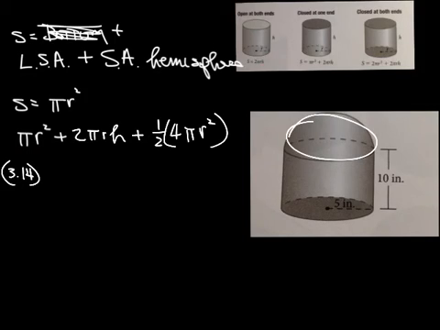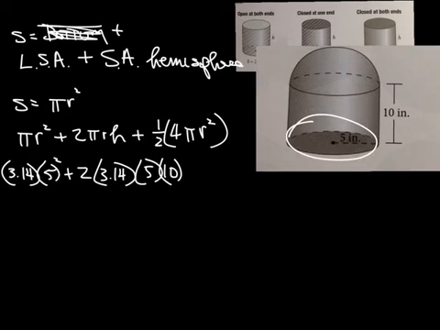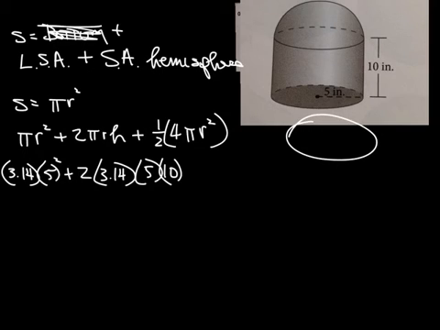3.14. And my r squared of my bottom has got a radius of 5, so 5 squared, plus 2 pi, and again my radius is, well, let's take that pi away and put 3.14 times my radius times my height. And then we're going to add, let's get this out of the way here so that I can continue with my adding. 1/2, going to make a little bracket here, 4 times 3.14 times 5 squared.